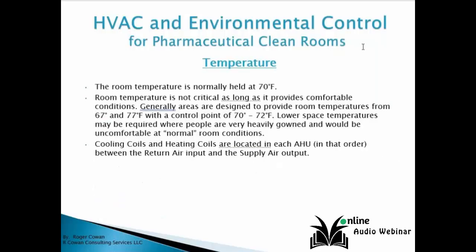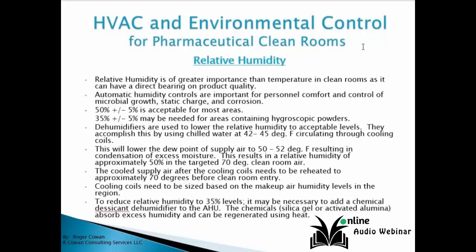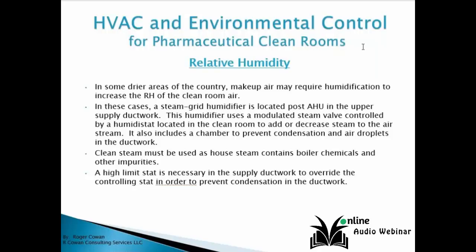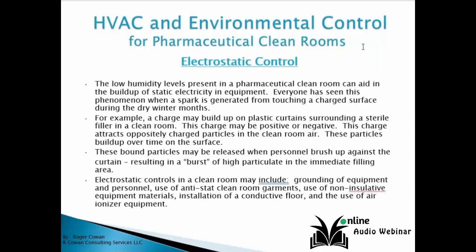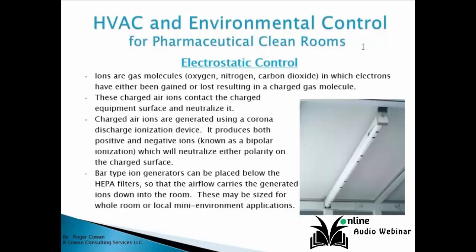How about temperature? So temperature, room temperature for a typical clean room is normally held at about 70 degrees Fahrenheit. Now, relative humidity. Relative humidity is actually of greater importance than temperature because it can have a direct bearing on the product quality. Electrostatic control. So when you have low humidity levels in a pharmaceutical clean room, that can build up static electricity in your equipment. So how do you generate these charged air ions? Use a corona discharge ionization device.